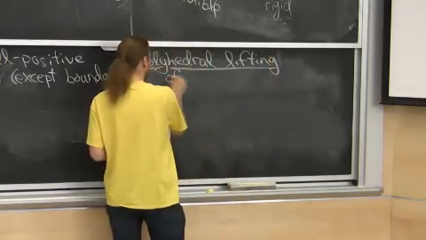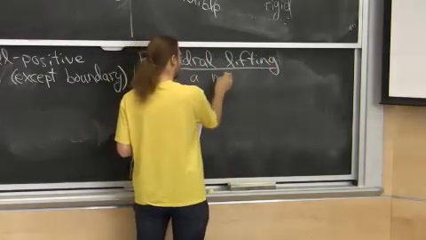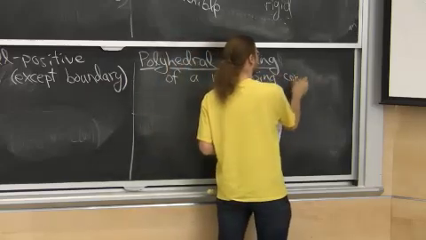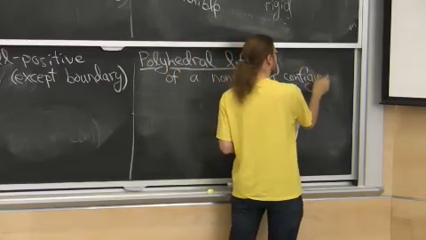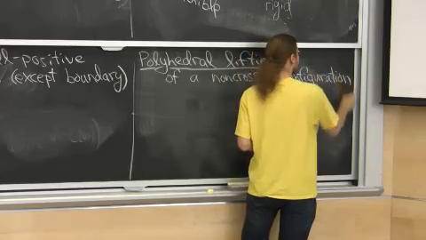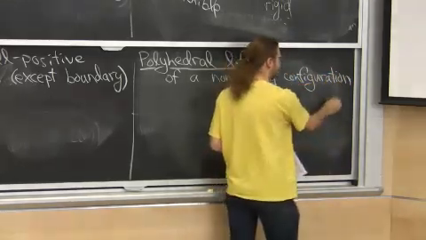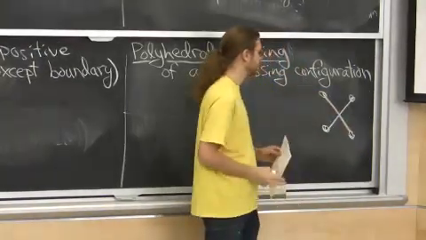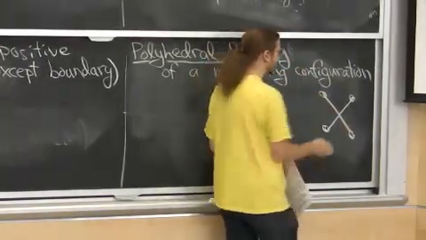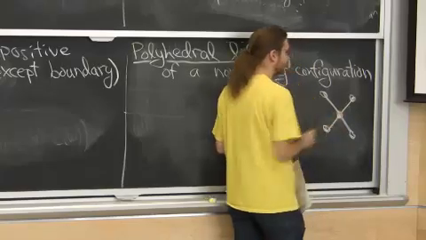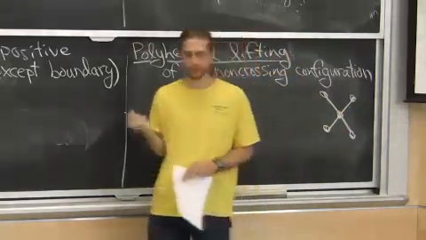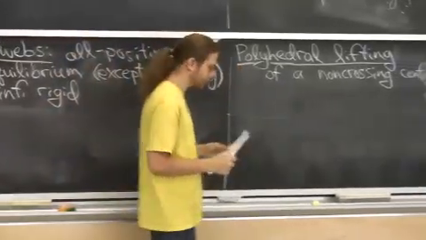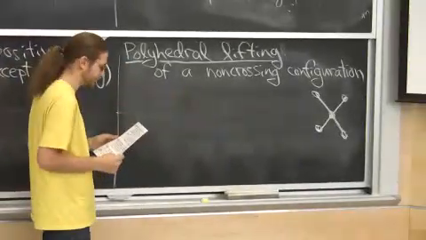Now, polyhedral lifting is going to work if I have a non-crossing configuration. So I don't want to have this, two edges that cross each other. I only want to have pictures like this where edges don't cross each other. They only share endpoints. Okay, then I can define what's called a polyhedral lifting. So this is a planar graph, if you will.